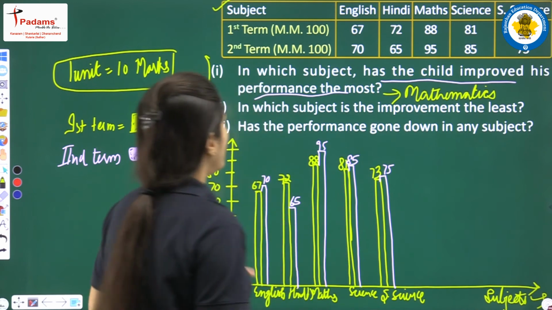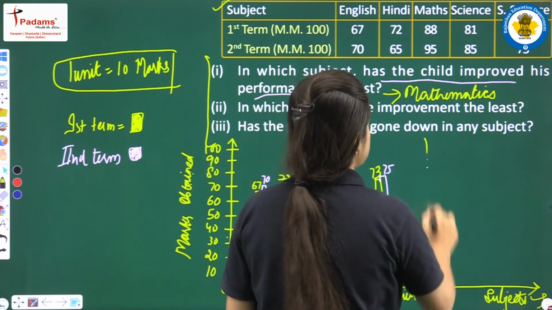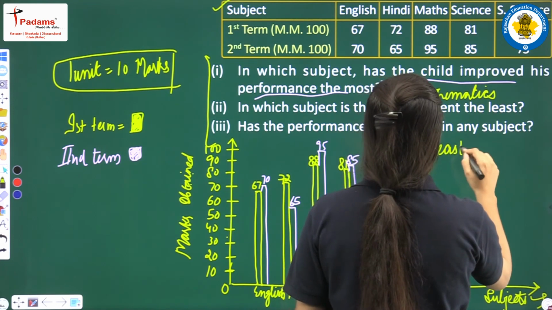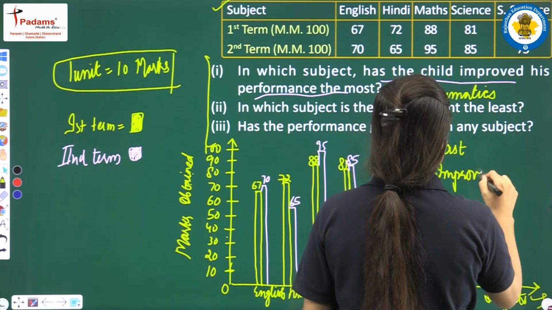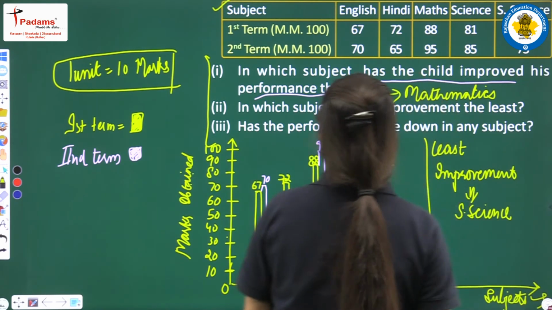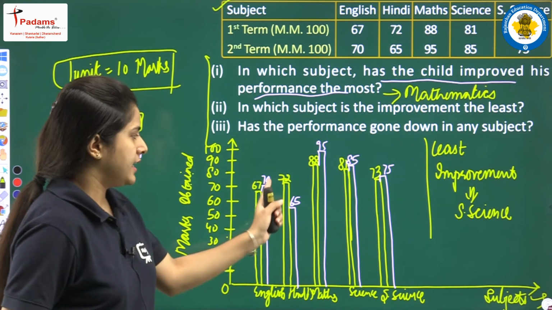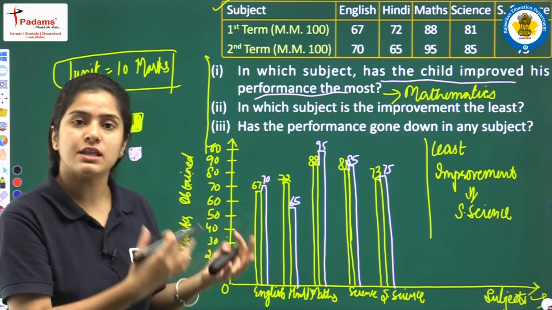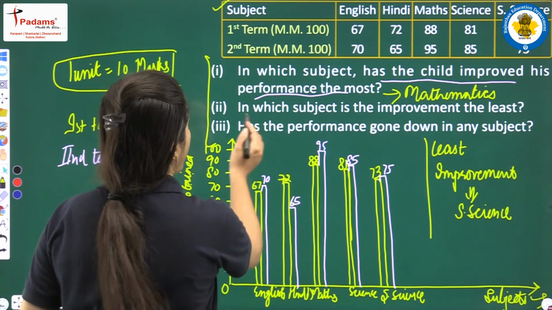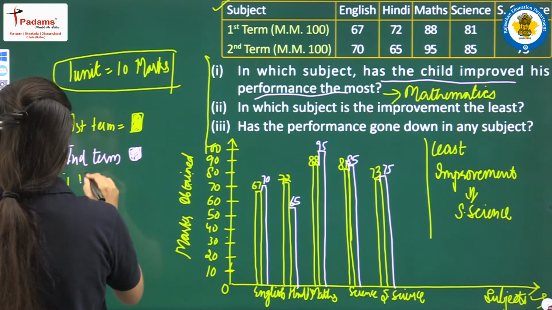Alright students, now, in which subject is the improvement the least? The least improvement is in social science, okay? Because only 2 marks is improved. So least improvement is in social science. Now students, has the performance gone down in any subject? Clearly in Hindi. He firstly got 72 marks in the first term, and now he is getting 65 marks. So his performance has gone down. So the answer of this third question is yes, in Hindi.